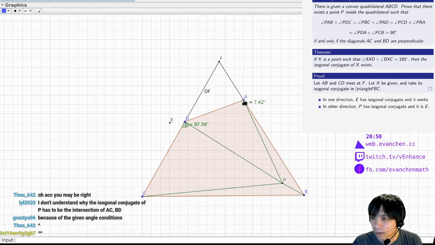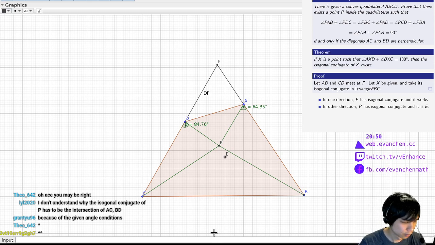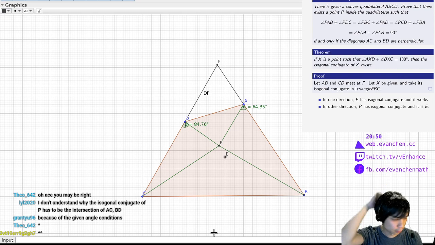And so we want E to be a point such that there's an isogonal conjugate. Alright, so I should just draw the 4 feet, right? I don't understand why the isogonal conjugate has to be the intersection.